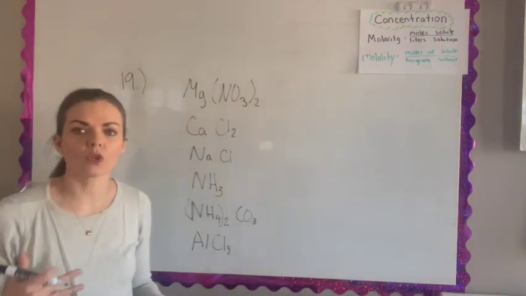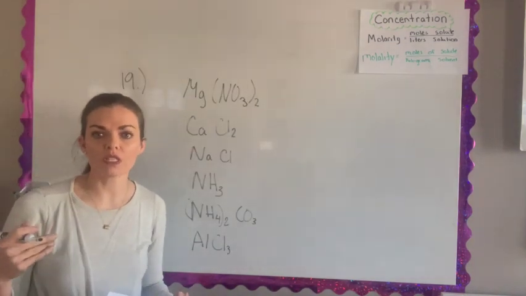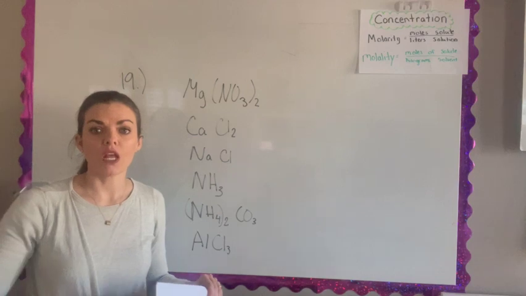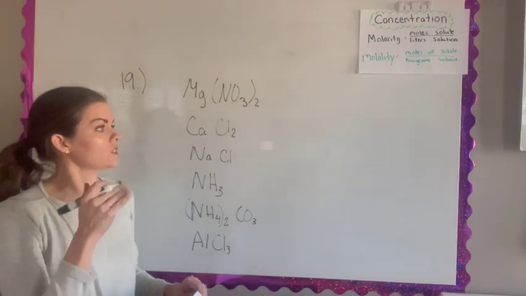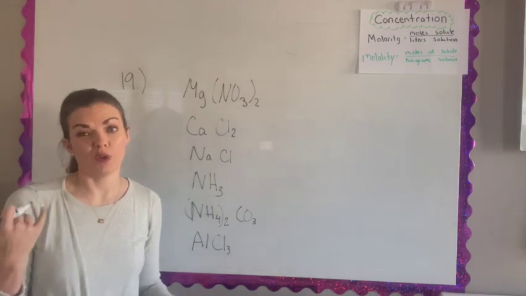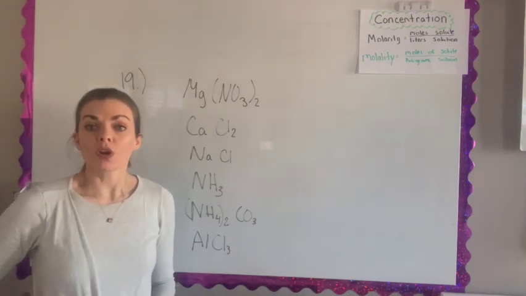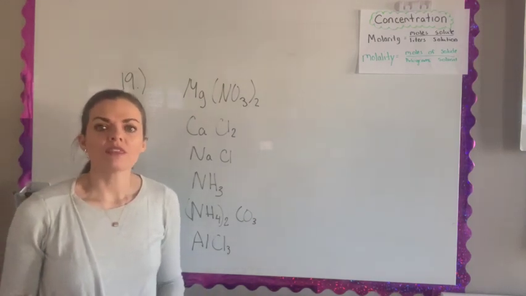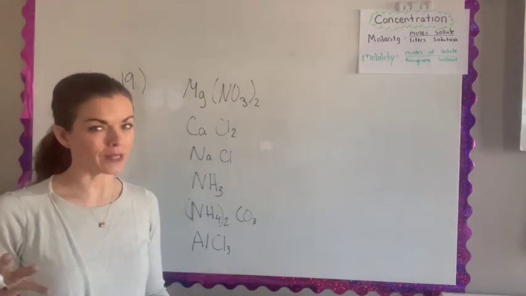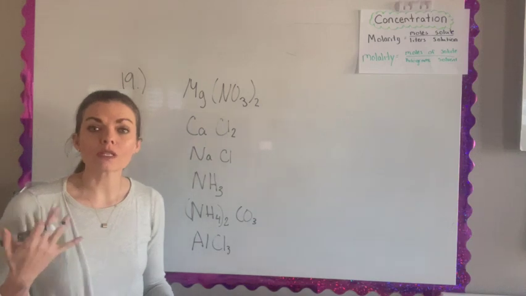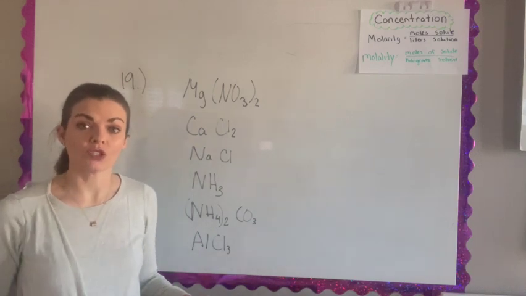Number 19, we're going to be using those colligative properties of boiling point elevation and freezing point depression. Now, if you'll remember from the formula, I don't have them written on the board now, but maybe you have it in front of you. There is a part of the formula that is an i, and that is the number of particles. So people like to say ions, but it's not always ions. It's the number of particles that the compound splits apart into when it gets into solution.